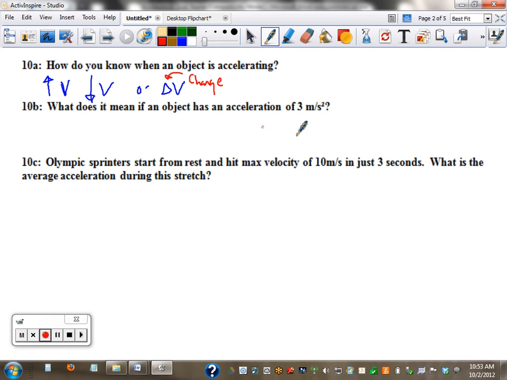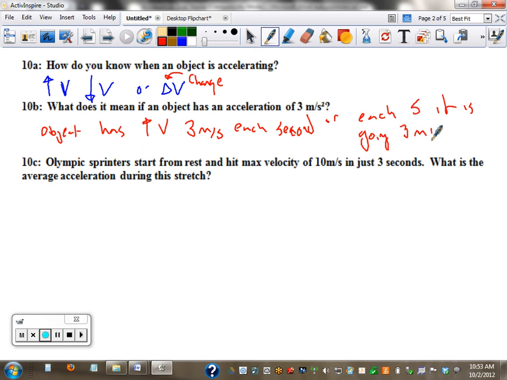What does it mean if an object has an acceleration of 3 meters per second squared? That means that the object has increasing velocity 3 meters per second each second. Or, each second it is going 3 meters per second faster. This question right here will be on your test. It might not be 3 meters per second, it might be -3, it might be +5, but you need to be able to understand that.